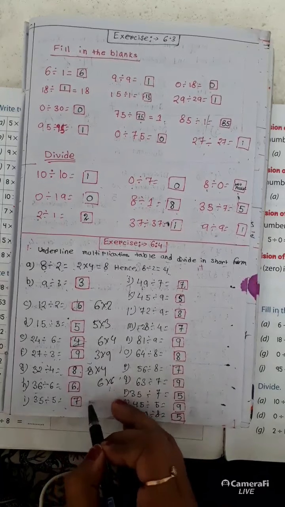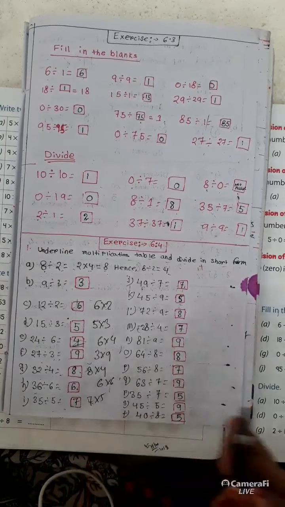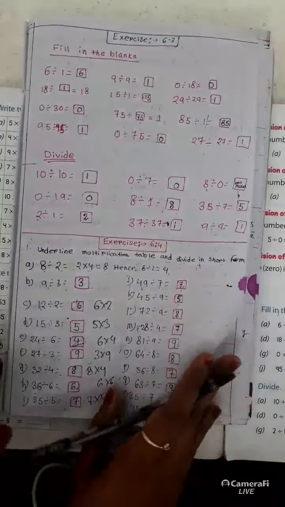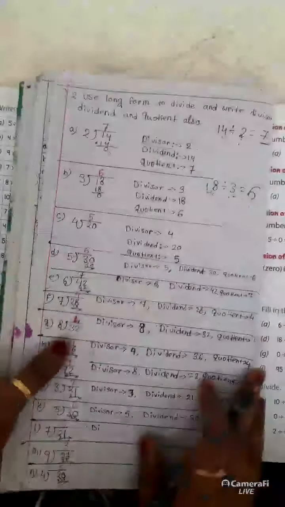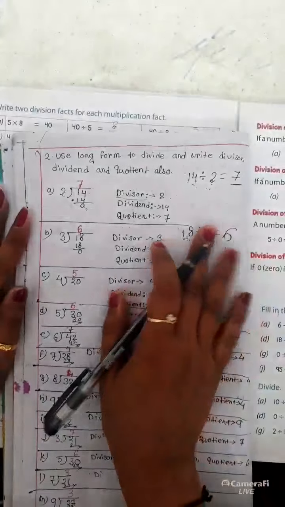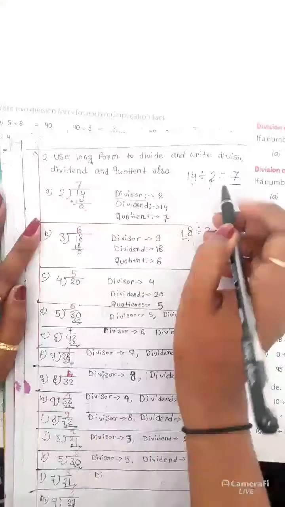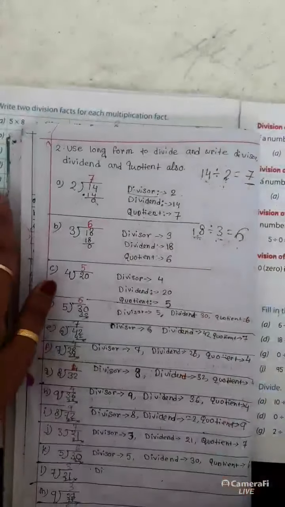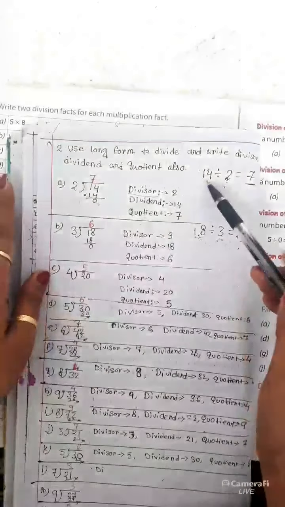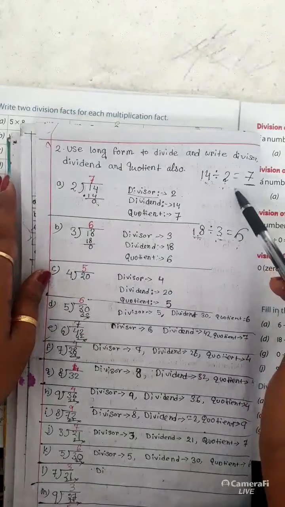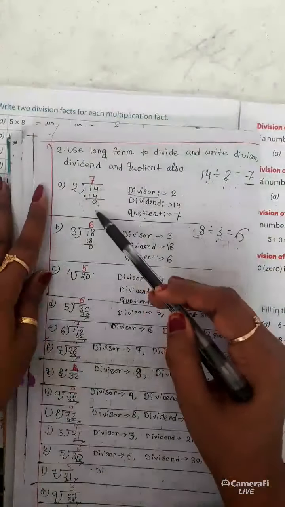35 divided by 5 is 7. So 7 into 5 is 35. Like the same way you need to calculate and do. Use the long process and divide, and write dividend, divisor, and quotient also. So you need to do what? 14 divided by 2. So 2 7s are 14.